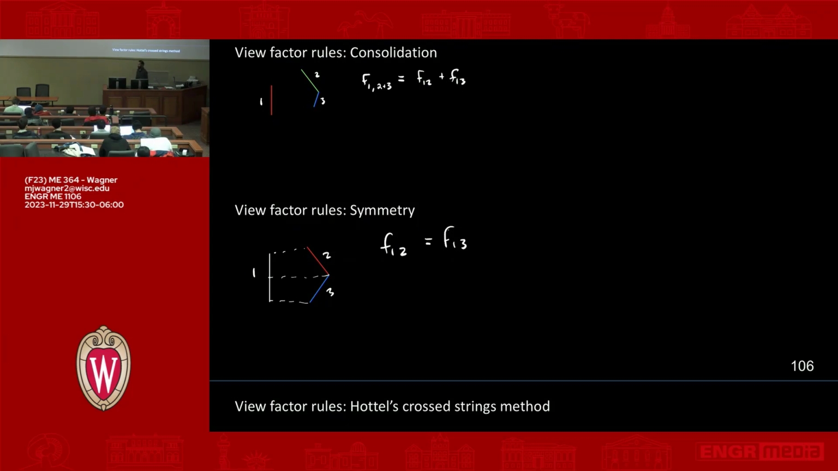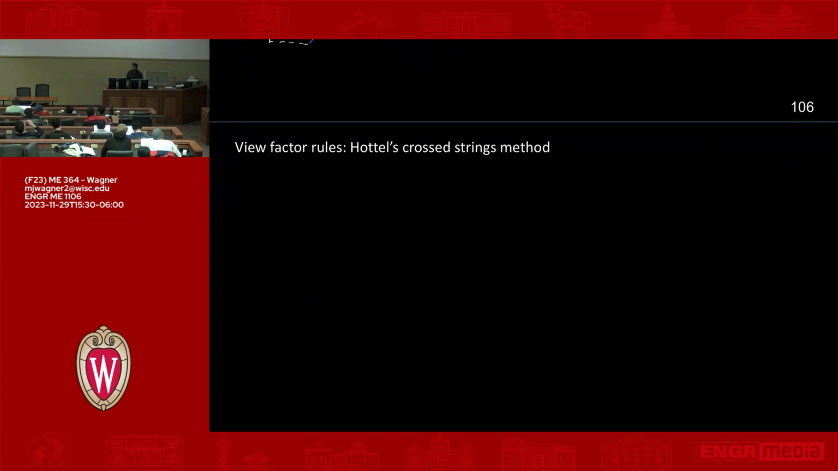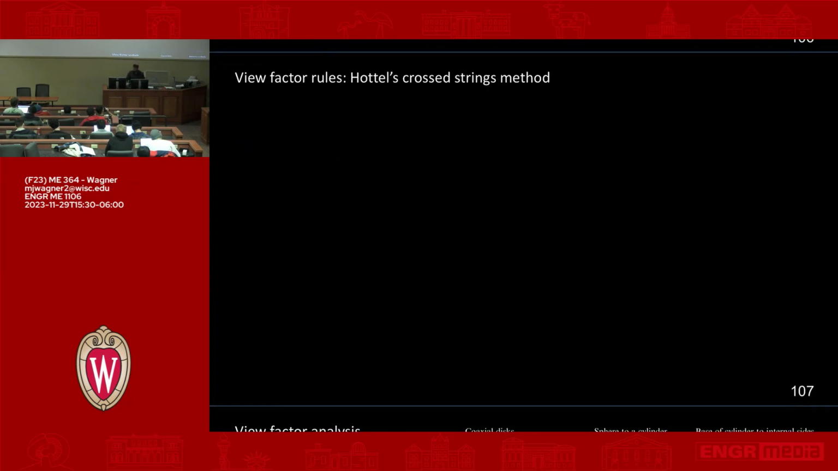Okay, those are kind of the summary of the rules. There's another one that I wouldn't call a rule, but it's kind of an interesting thing. Hottel's crossed strings method. I think in the textbook it's called the method of crossed and uncrossed strings. The person who originally developed it was this guy Hottel. And the idea is as follows. So let's say that we have some surface and it looks something like this, and I have another surface and it looks something like this.